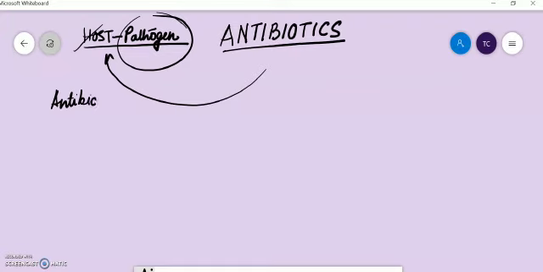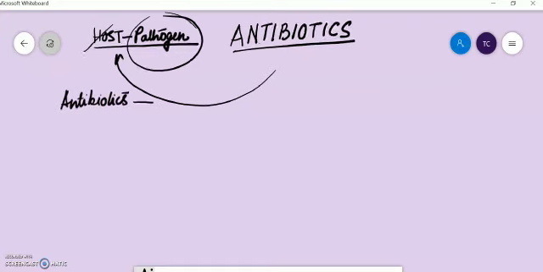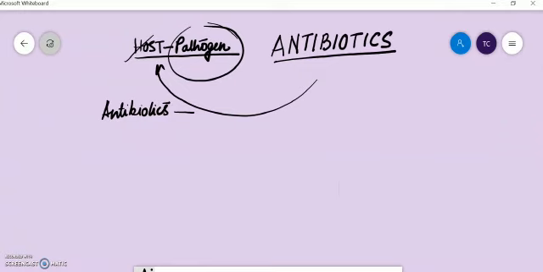Antibiotics. So, antibiotics comes from the word antibiosis, and this particular antibiosis means against life. So, anti means against, bios means life. So, it is against life. But in practical sense, I will write down the definition today because you will remember the definition.